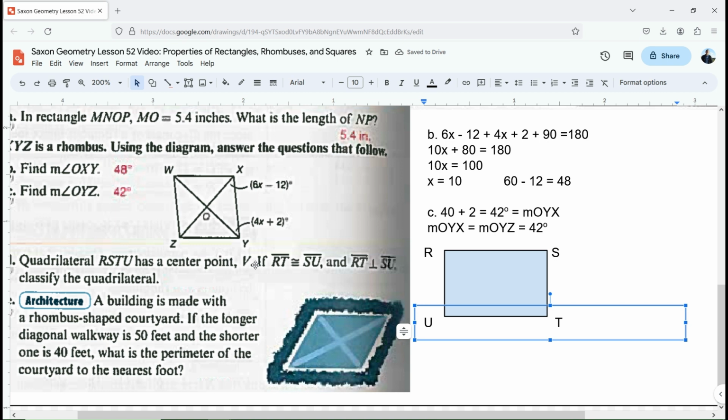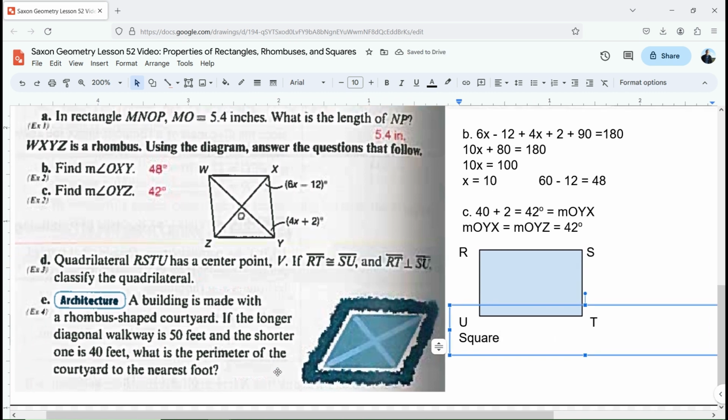All right, now RT is congruent to SU. It has to be a rectangle because the diagonals are congruent. And RT is perpendicular to SU, which means it has to be a rhombus because the diagonals are perpendicular. That means that if it's both a rectangle and a rhombus, it's a square. I can classify it as a square.